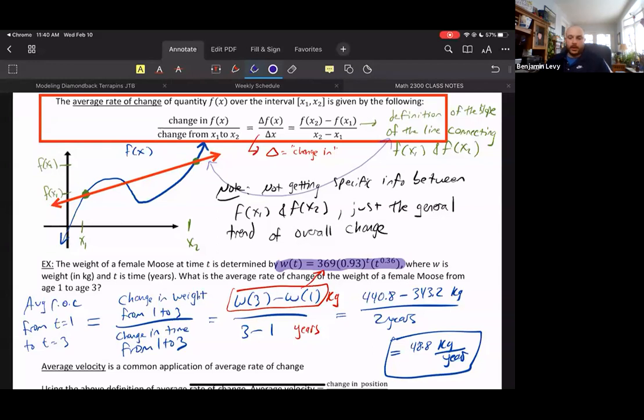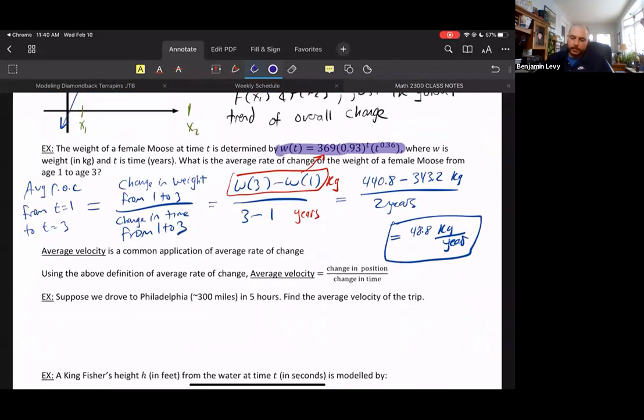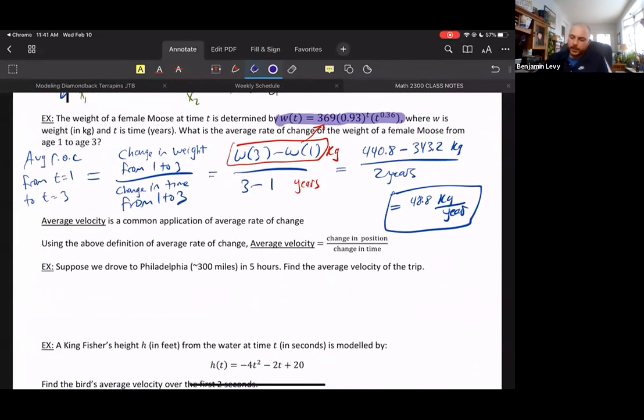All right, let me do one more example, and then I'm going to ask you to try the one at the bottom here. Oftentimes people see this kind of thing when they're talking about average velocity. That's something that comes up a lot in physics. If you take physics later, you look at velocity a lot, and just know that velocity is a type of rate of change.